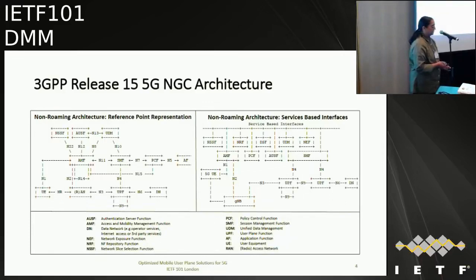They have two kinds of representation for the architecture. There are network functions specified and there are interfaces specified. The left side of the diagram shows what is called a reference point representation. And this one is similar to what you are all familiar with in the 4G architecture. In 4G, you're familiar with the MME, S gateway, P gateway, PCRF, and HSS.